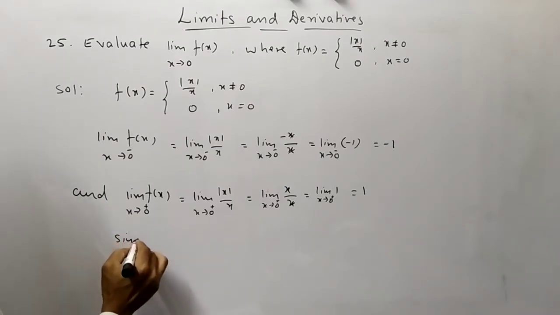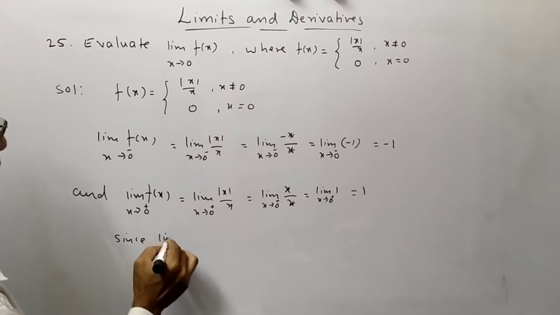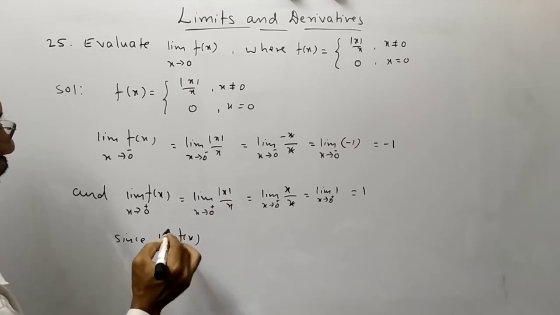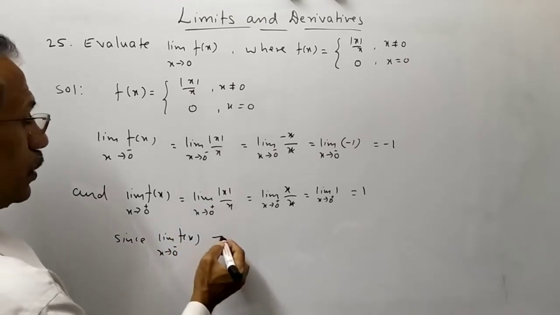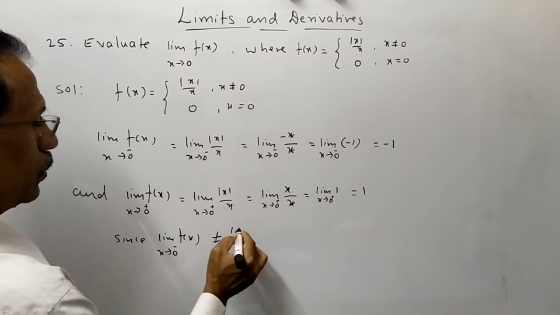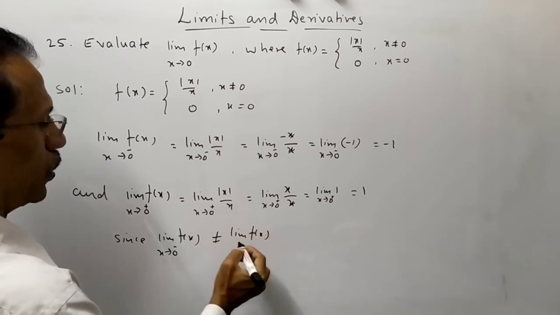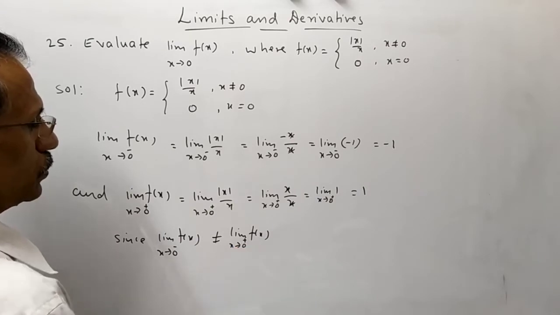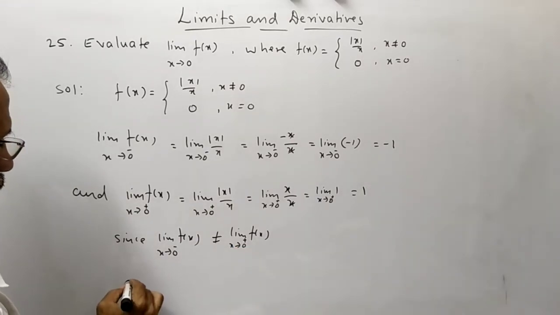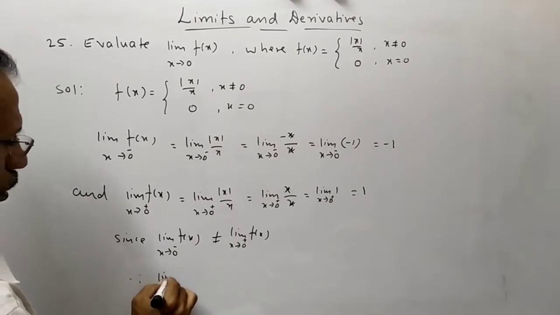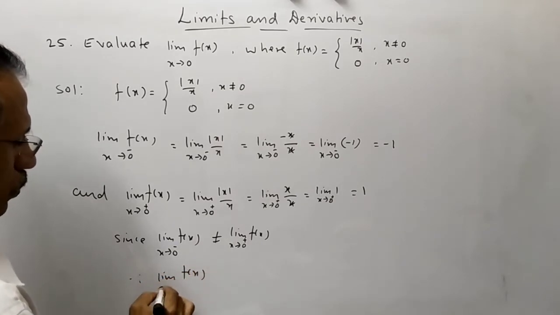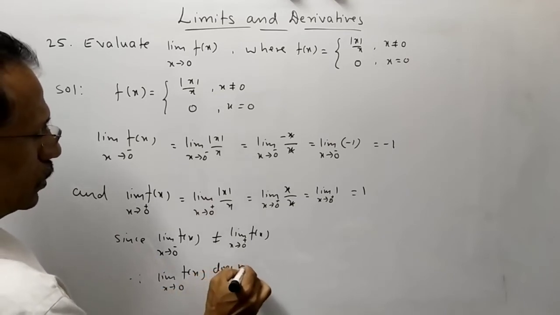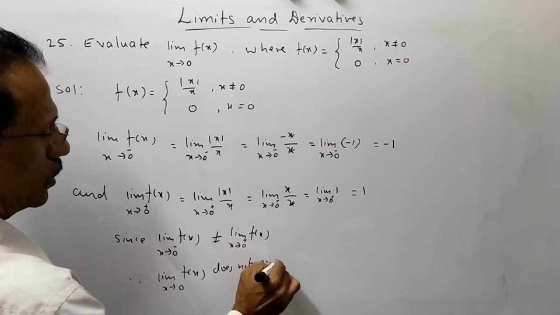Since left hand limit of function when x tends to 0 is not equal to right hand limit of function when x tends to 0, therefore limit of f of x when x tends to 0 does not exist.